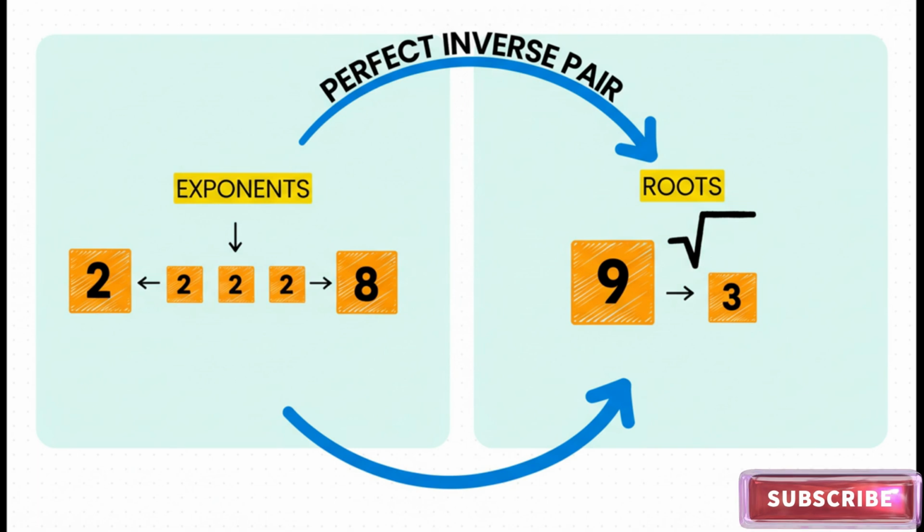And then roots are just the opposite. They ask the question backwards. What number times itself gives me this number? They're a perfect inverse pair, like yin and yang.